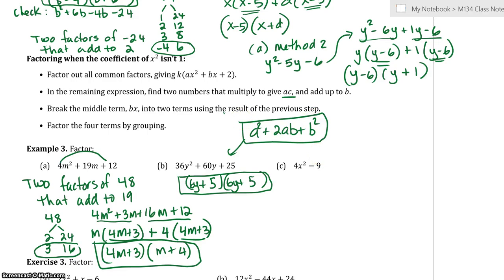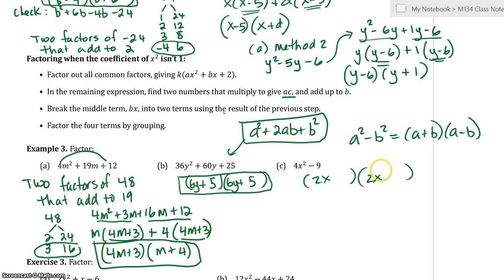The same with this one. This one is the a squared minus b squared, the difference of 2 squares. And if you remember, those were different signs. So if I look at that, this one is probably going to be a 2x. I don't have to go through this for those two. And this is a 3 and a 3, but we just do different signs. And that's going to work because if you check this, that's 4x squared.